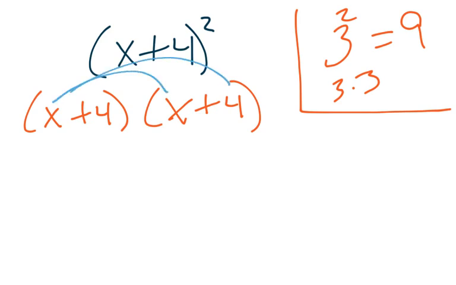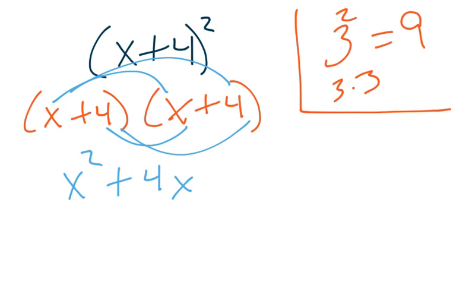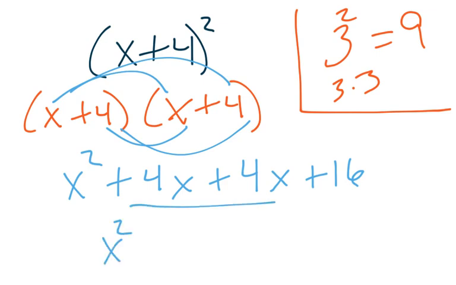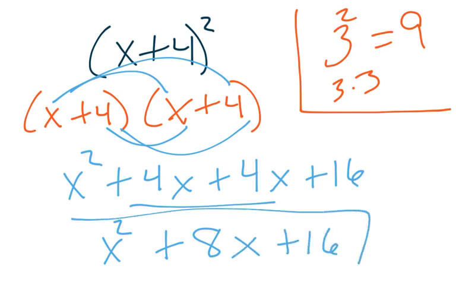So then you're going to distribute your x, and you're going to distribute your 4. X times x is x squared. X times 4 is plus 4x. 4 times x is plus 4x. And 4 times 4 is plus 16. Once again, the two terms in the middle should combine. So you have x squared plus 8x plus 16 for your answer.